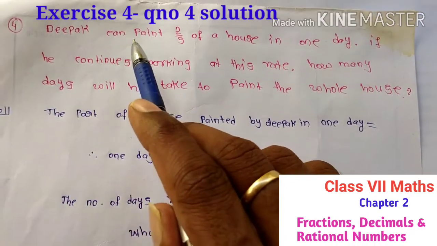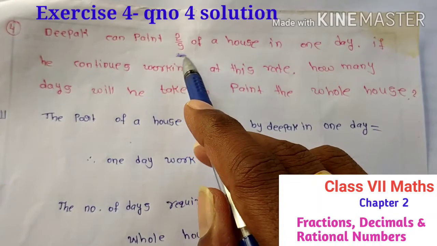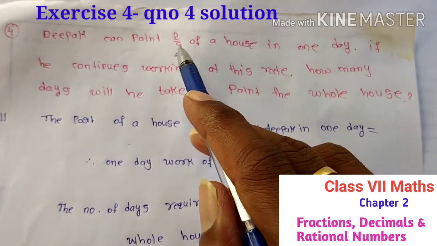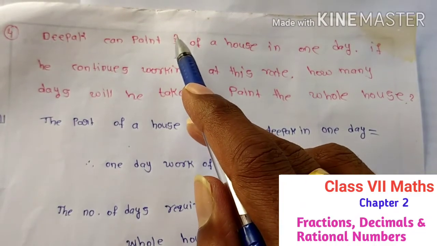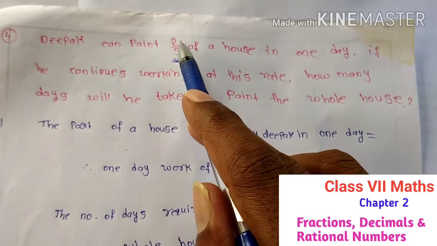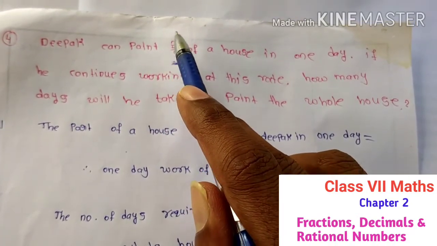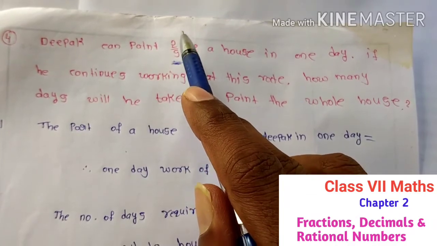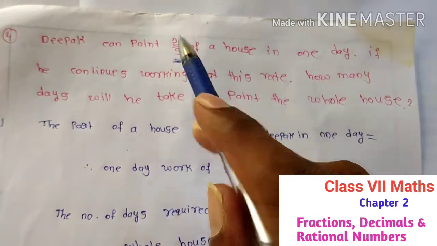First of all, you can see here Deepak can paint 2 by 5 of a house. That means total 5 parts are available. In that 5 parts, he paints only 2 parts in a day. That means first day 2 parts, next day 2 parts. That means out of 5, already 4 completed. That means next day, he can take only half day. Yes or no? Why? Because only one part is available.